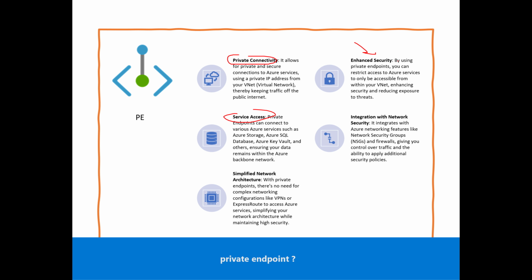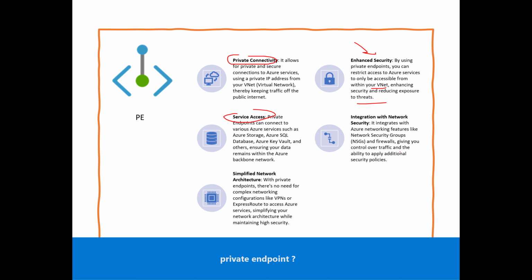By using private endpoints, you can restrict access to Azure services to only be accessible from within your VNet, which can enhance security and reduce exposure to threats. And like that, we can have it integrated with our network security. If we have a subnet that contains network security groups and firewalls, it can give us control over the traffic and the ability to apply additional policy.